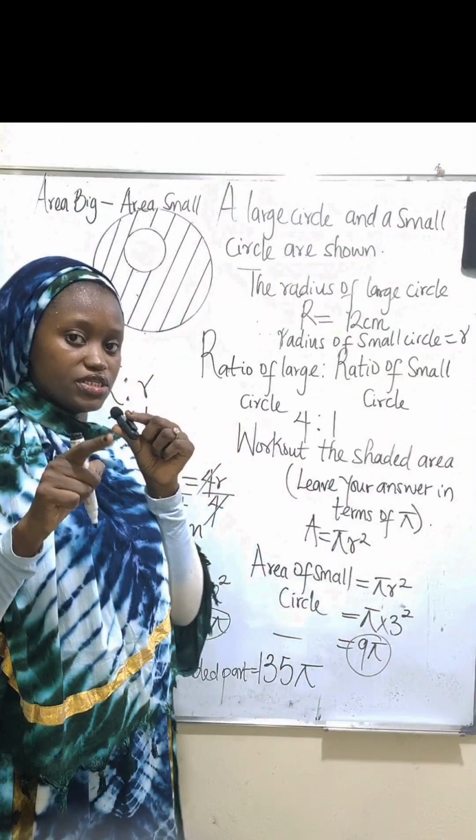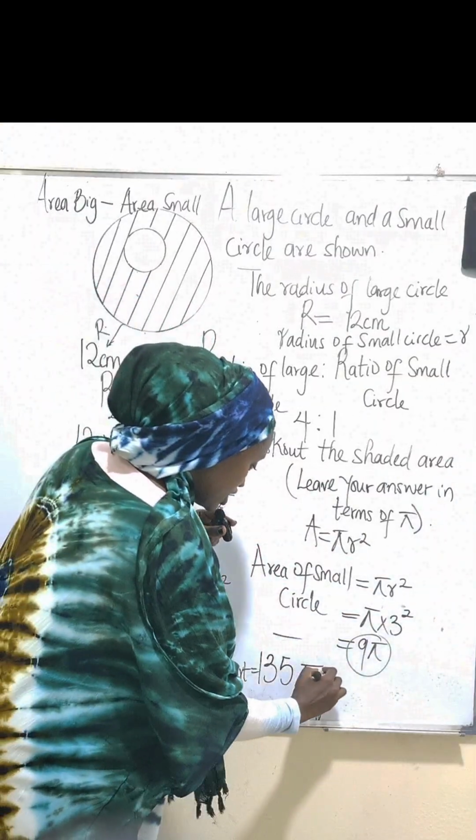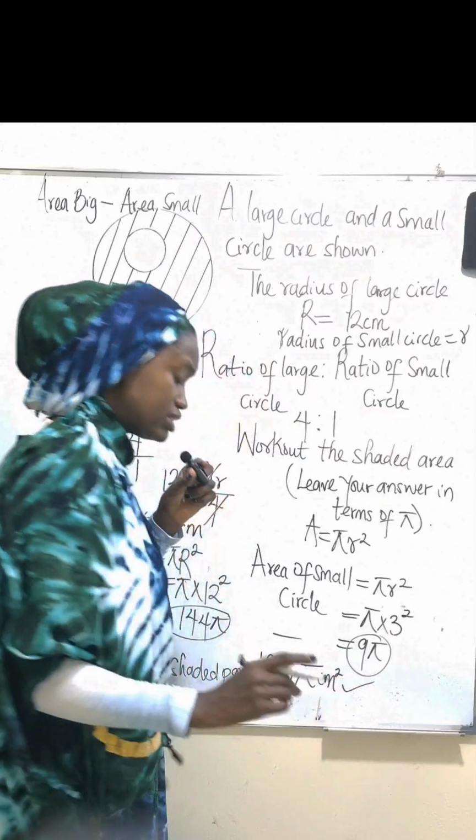But don't forget the SI unit. SI unit of area is going to be centimeter square. So easy. As simple as that, right?